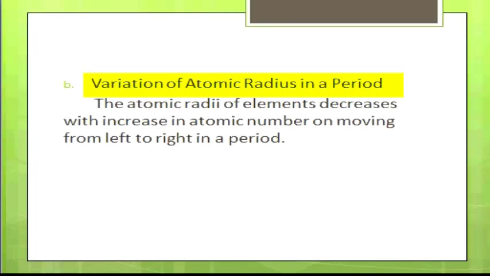Variation of atomic radius in a period. The atomic radii of elements decrease with increase in atomic number on moving from left to right in a period. On moving left to right along a period, the nuclear charge increases by 1 unit in each succeeding element while the added electron enters the same shell. As a result, the electrons of all the shells are strongly pulled towards the nucleus. So there is a steady contraction in atomic radius from left to right in a period.